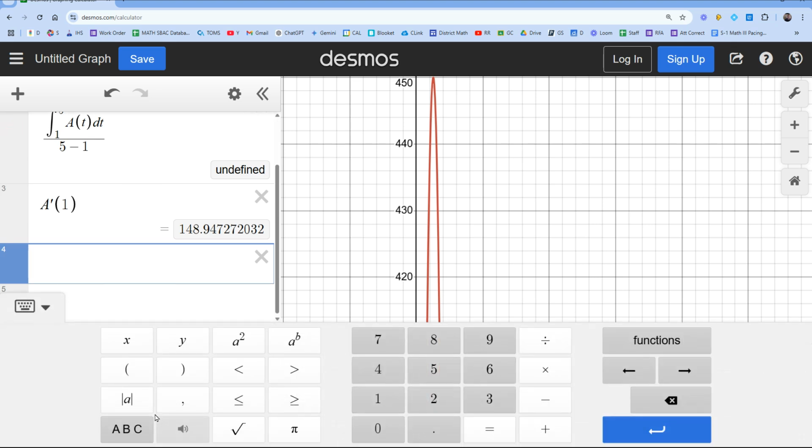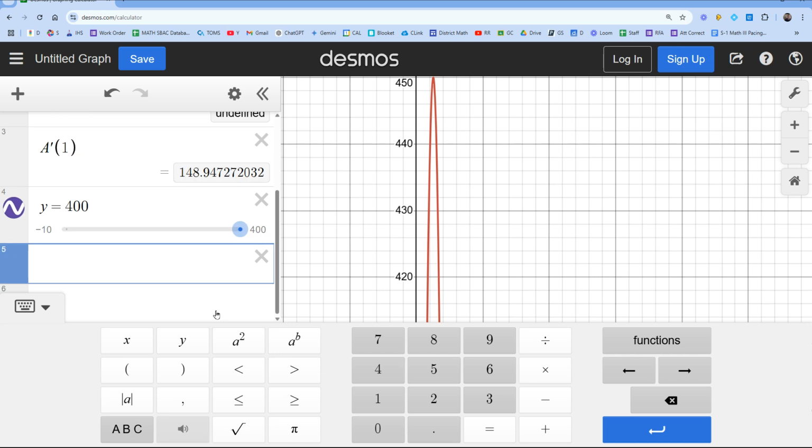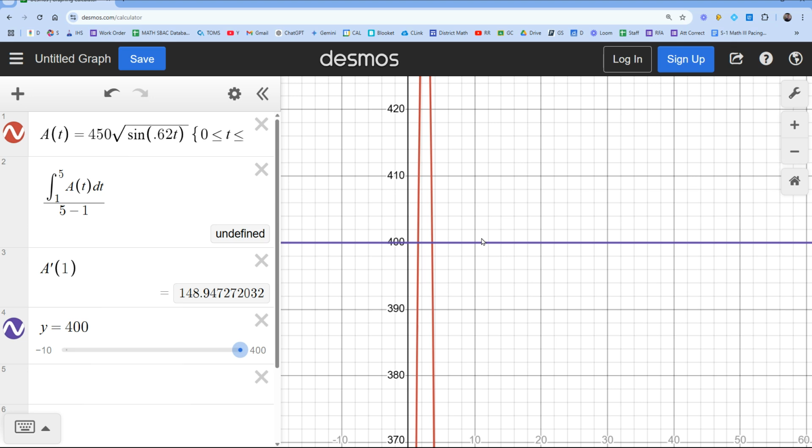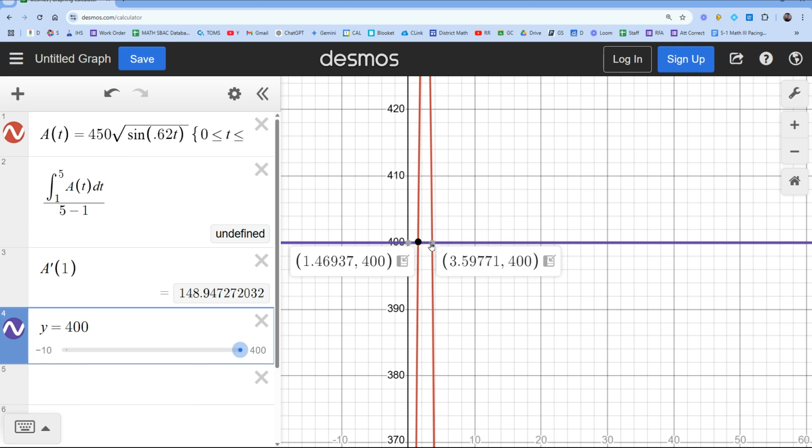So I'm going to do another line. I'm just going to type in y equals 400. So if I type in y equals 400 and look off my graph, that's this purple line right here. Now, why did I write that in, y equals 400? So I could see the answer at what two numbers the rate is equal to 400 or bigger.